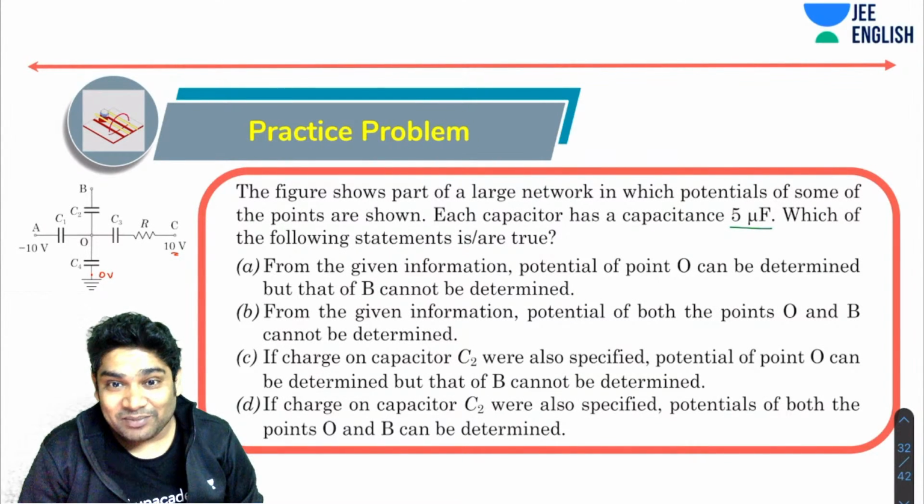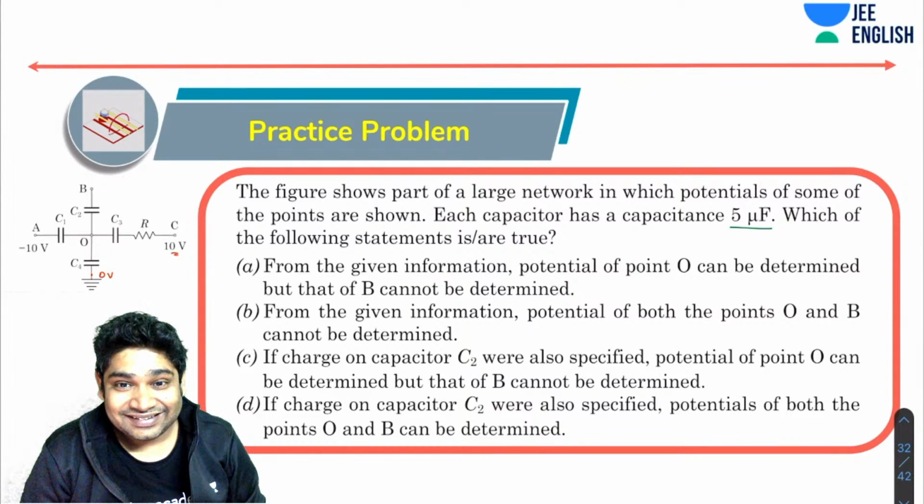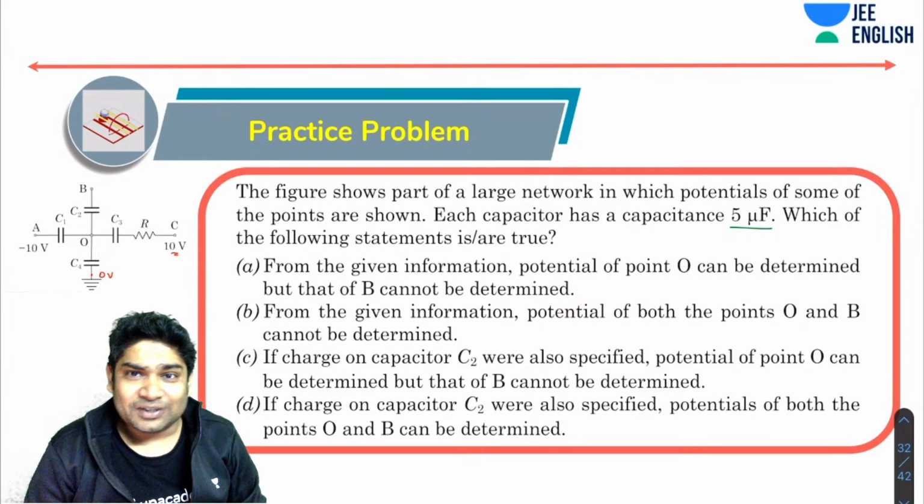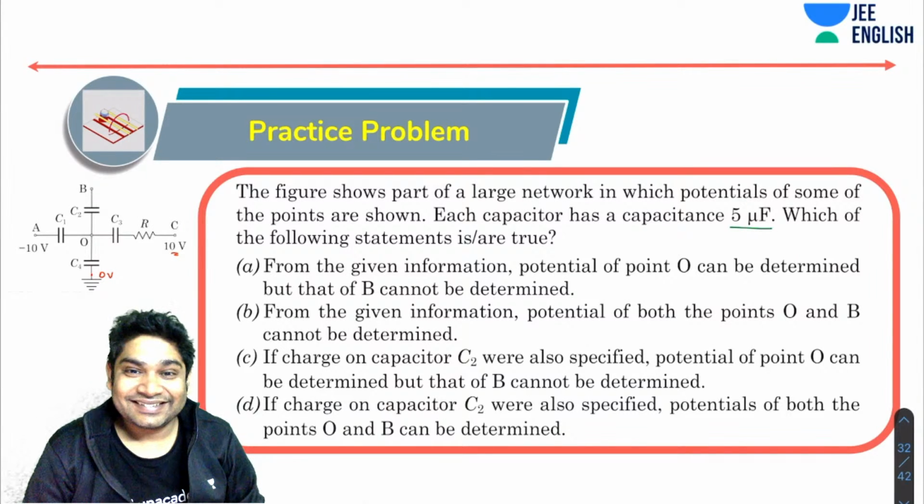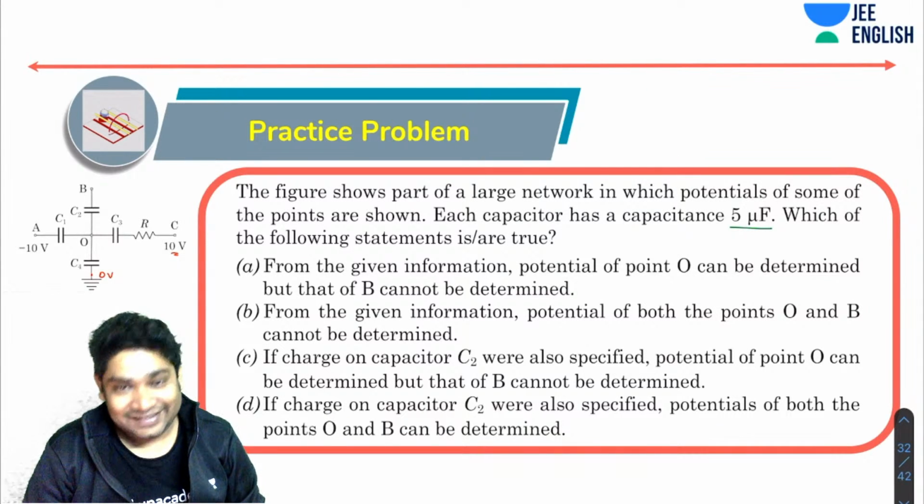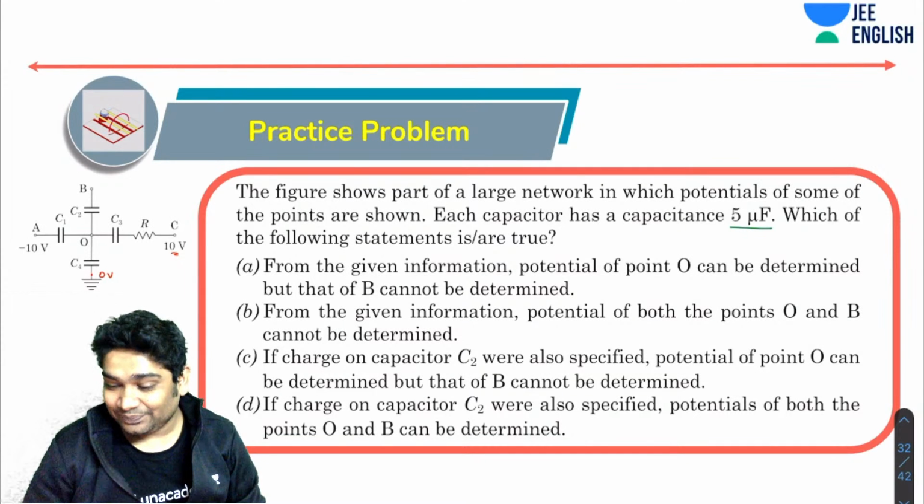So how can A and B both be correct, Gopi? From the given information, you say the potential of point O can be determined, but that of B cannot be determined. And you earlier said option B, which said potential of both O and B cannot be determined. So A and B simultaneously cannot be correct. Gopi, what are you saying? They are contradicting each other. Yes, B and D both are correct. Absolutely.